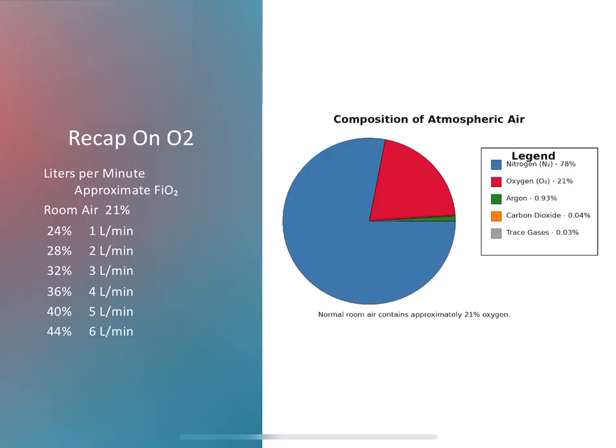Normal atmospheric air is mostly nitrogen. As said before, air contains about 21% oxygen. And for every liter of oxygen delivered to the patient's nasal cannula, the percentage of O2 will increase by 3 to 4%. Notice there is some other really small contaminants: argon, carbon dioxide, and a few small traces of gas.